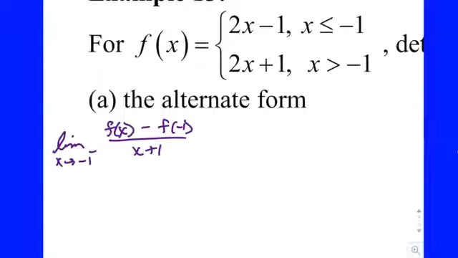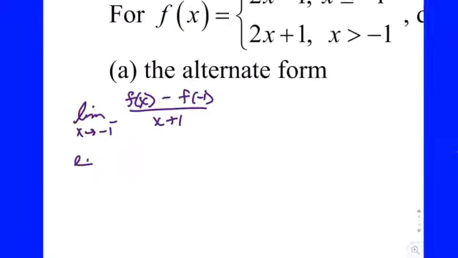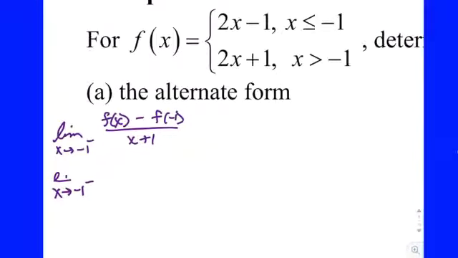So that would be the general form. Let's go ahead and plug in now. F of x from the left, this is where you choose the piece that's defining the function on that particular side. Which piece is that from the left of negative 1, top or bottom? Top, all right? So that's going to be 2x minus 1.